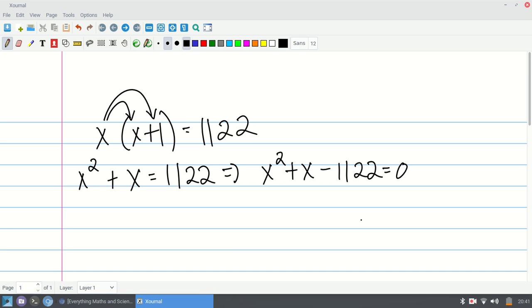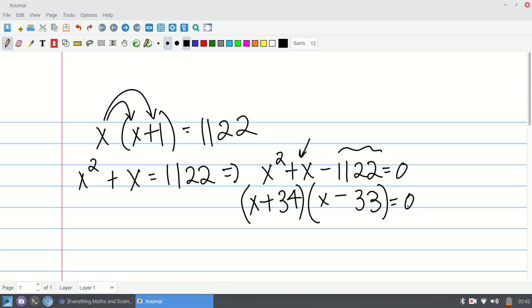So now I've got a quadratic, and I need two numbers that will multiply to 1122 and have a difference of positive 1. Now, what I like to do is just do trial and error. Another way to do it is to use the quadratic formula if you want, because it's really hard to guess right off the bat. But I know that it's going to be a positive 34 and minus 33.